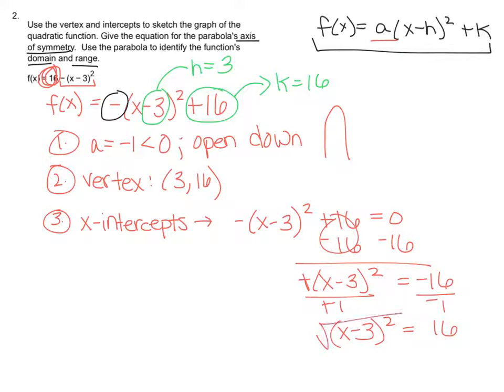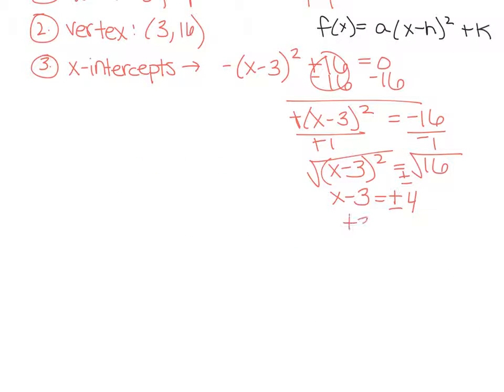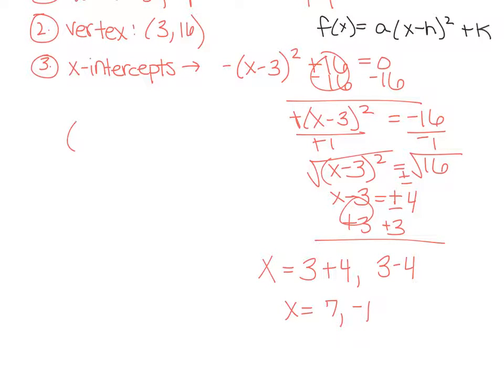Next, take the square root of both sides, and don't forget to put the plus-minus sign next to the square root of 16. So I have x - 3 equals plus or minus the square root of 16, which is 4. Now we want to add 3 to both sides, and we get x equals 3 plus 4 and x equals 3 minus 4, so x equals 7 and -1. Our x-intercepts are then (7, 0) and (-1, 0).